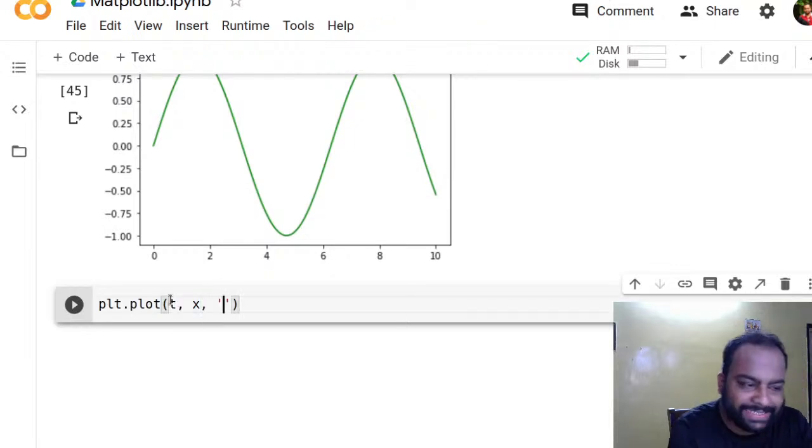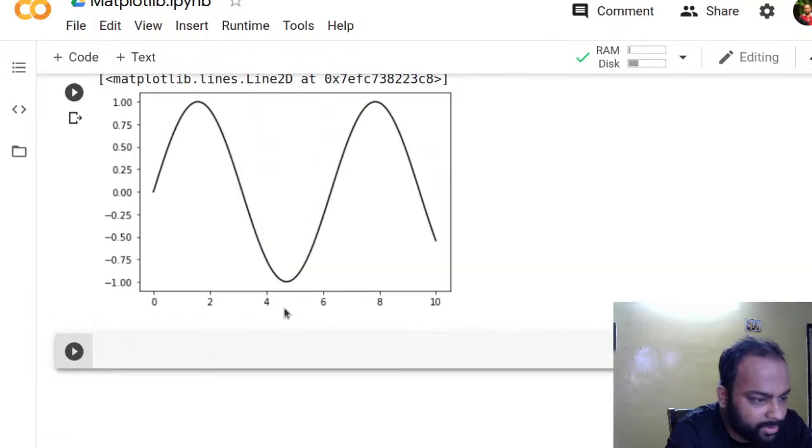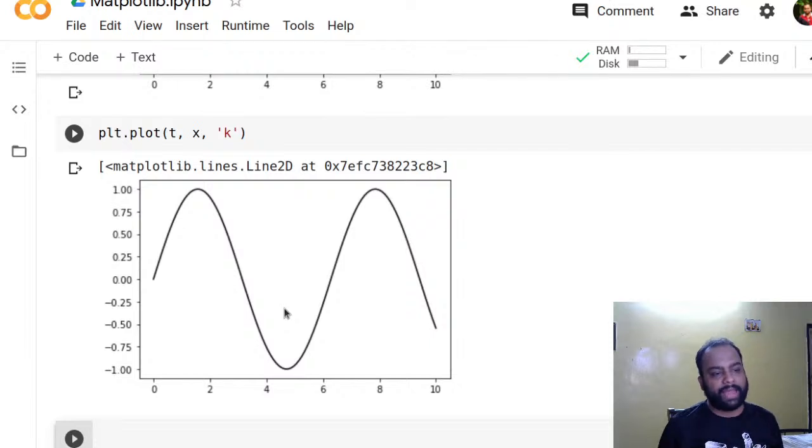Now, what if I want a black plot? Of course, B is reserved for blue, so black is called K. I don't know why it is called K. Maybe it's color. That is why. Right. So that's a black one.